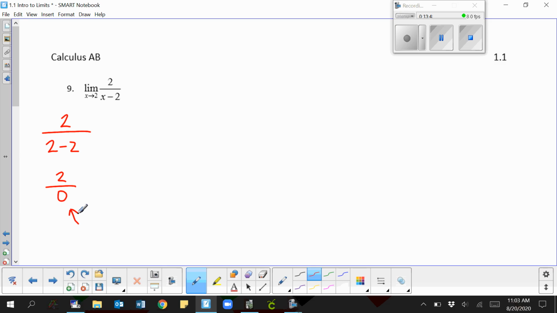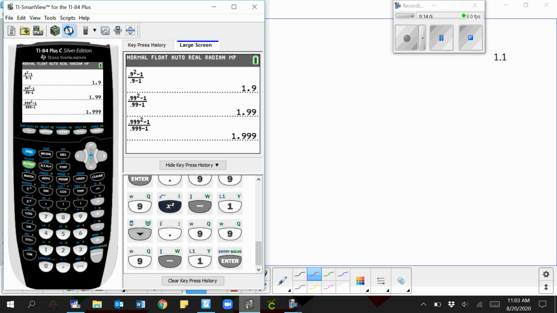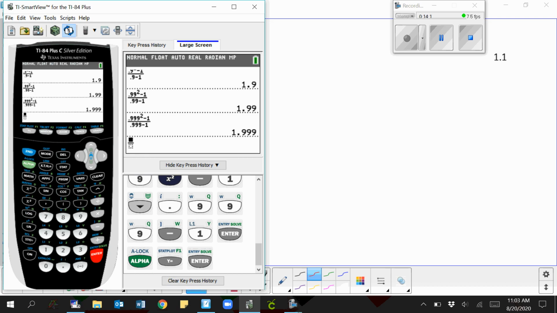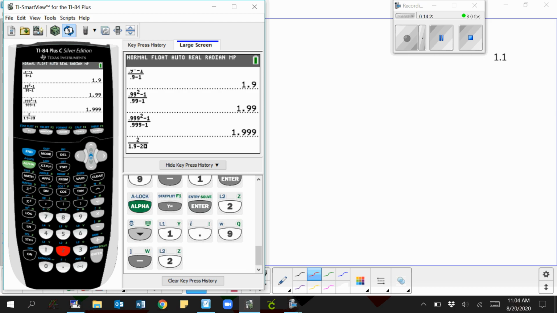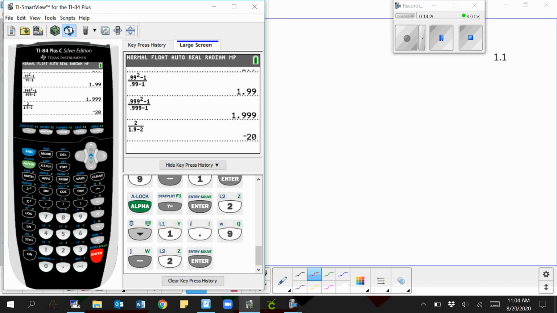So let's start with our numbers that are less than 2. So I'm going to do 1.9, 1.99, and 1.999. All right, so looking at our calculator, we're going to have alpha, y equals, enter, 2 over 1.9 minus 2. And that gives us a -20.